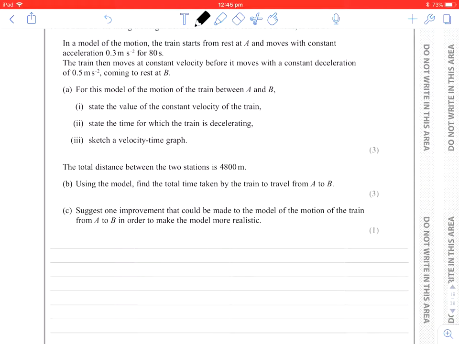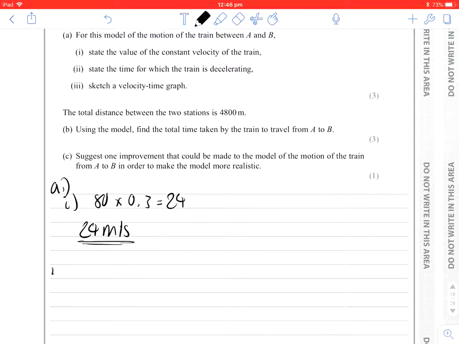So what we know is that it accelerates for 80 seconds at a rate of 0.3 meters per second squared. So if we do 80 times 0.3, we get 24, and that's what it reaches, 24 meters per second.